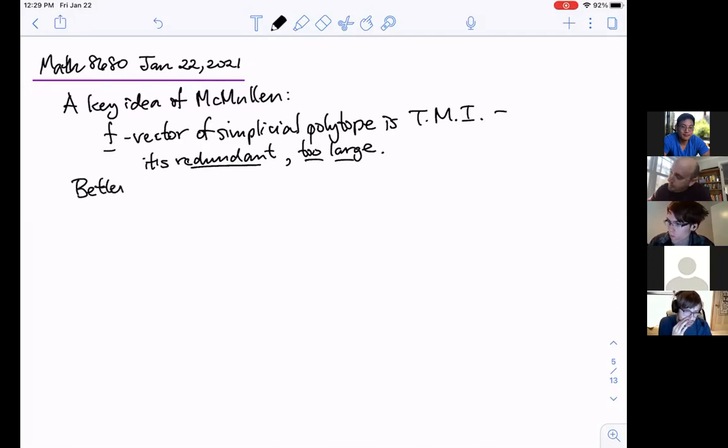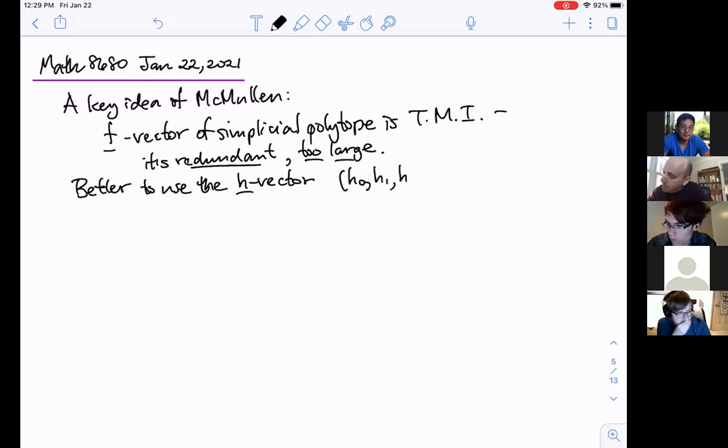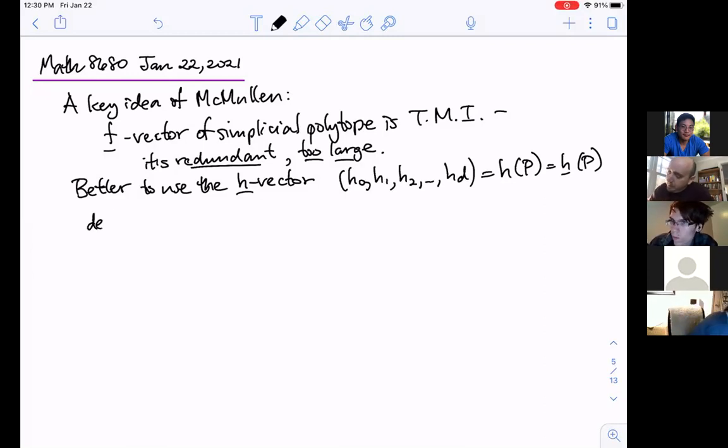So I'm going to tell you what this is. Better to use the H vector. Okay, so this is going to be H0, H1, and so on. It's going to have entries H0 through HD. I'm going to call it H of P. Maybe I'll call it H with an underbar of P. I don't know, I'll probably be inconsistent about this. And it's some invertible linear transformation of the F vector. So one can get from one to the other.